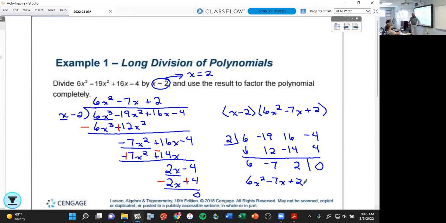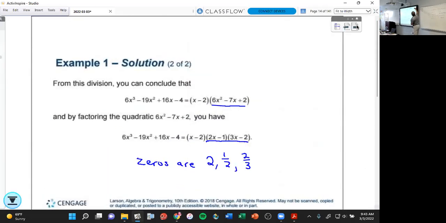I didn't have to change my signs in synthetic division. How come? Y'all see it? We changed the sign right here once, right? Yeah, we took care of that a long time ago.